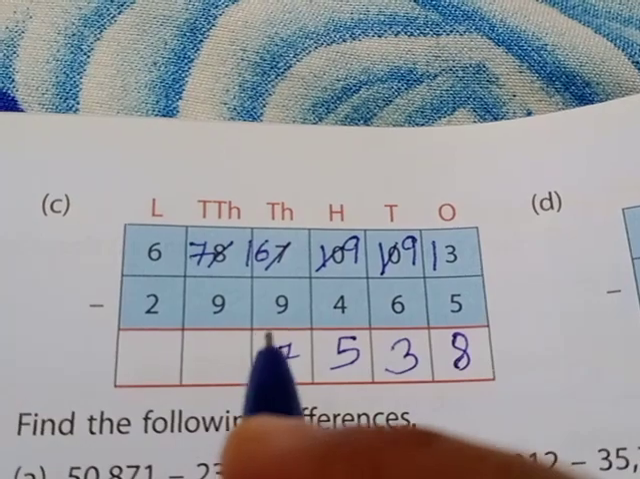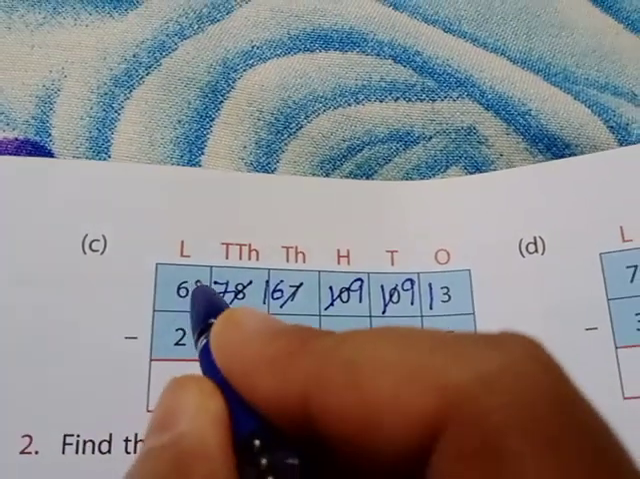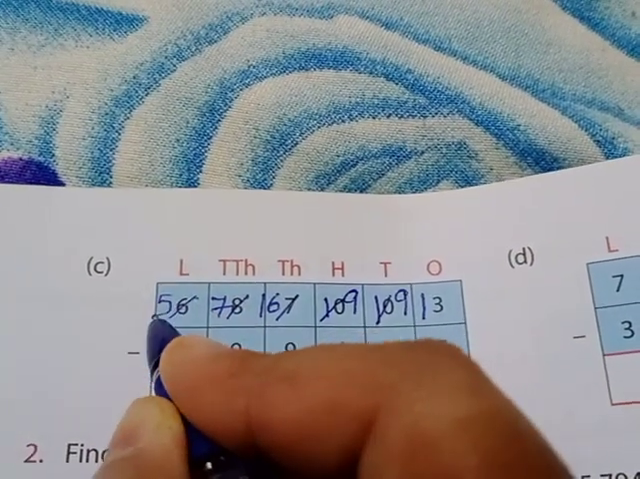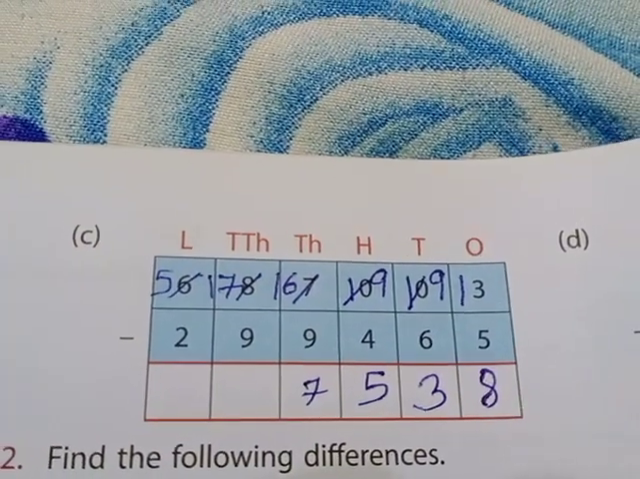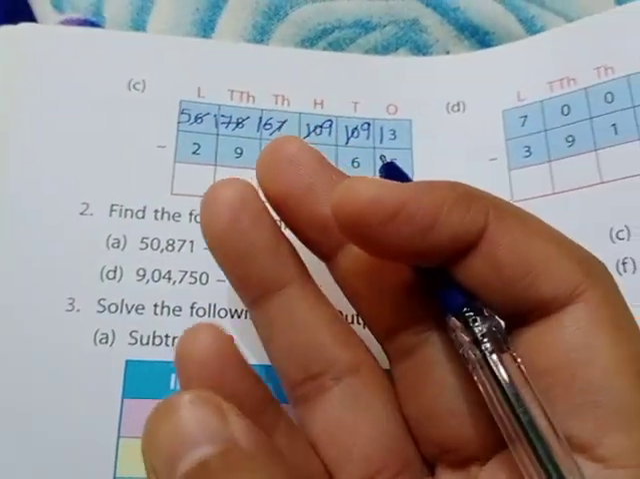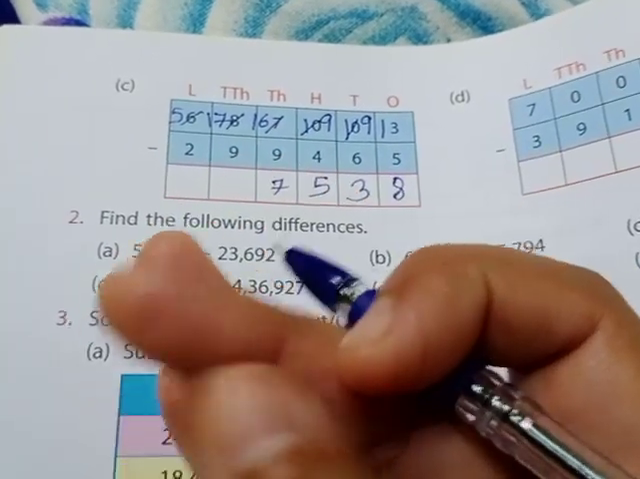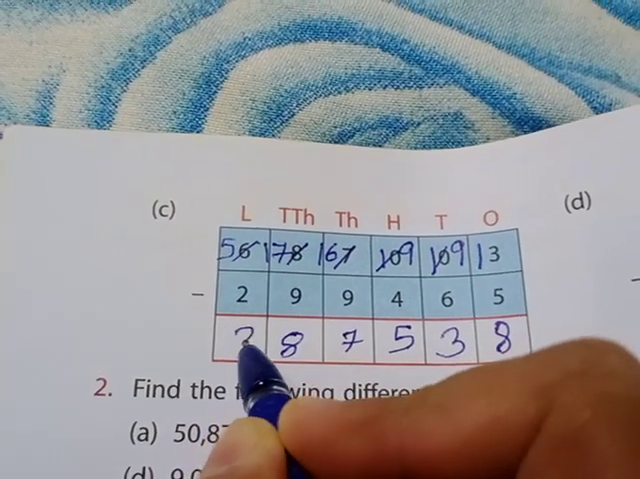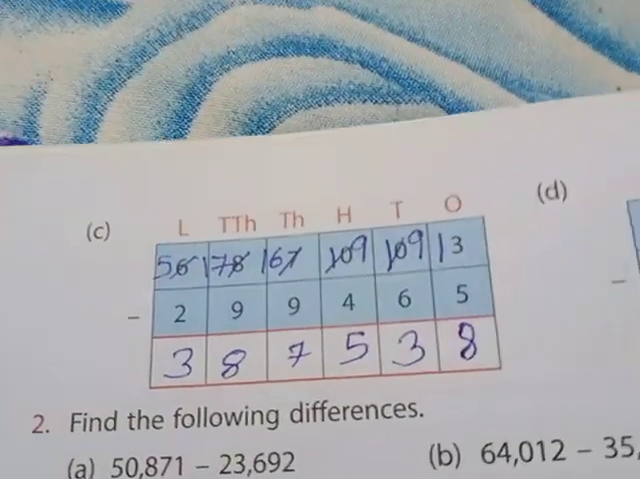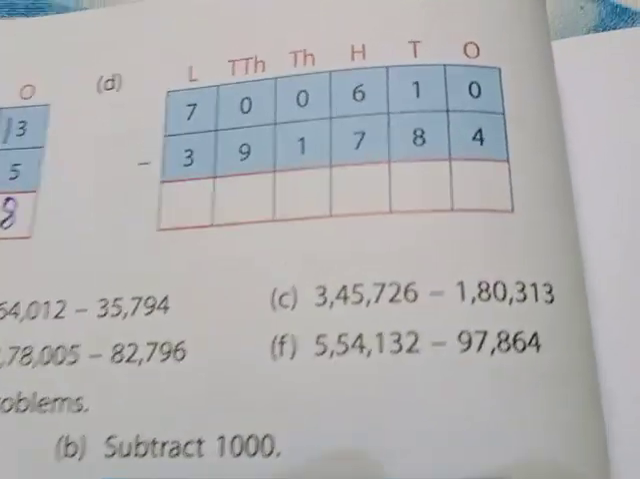Then we have here 7. Again it will become here one number before this, and it will become here 17. 17 minus 9. Count from 10 now. 10, 11, 12, 13, 14, 15, 16, 17. You will get here 8, and 5 minus 2 is 3. Clear? We will do the last one now.